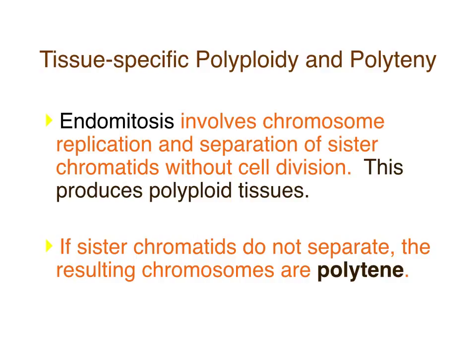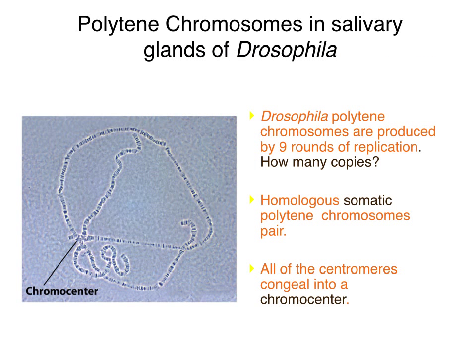If the sister chromatids, so say you go through mitosis, you go through your doubling of your DNA, you form sister chromatids, but then the sister chromatids don't separate out during anaphase. You get what we call a polytene chromosome. Here, these are polytene chromosomes in the salivary glands of Drosophila. So if you go through one division, but you're not actually separating them out, maybe I'll draw it up here. I think it helps.